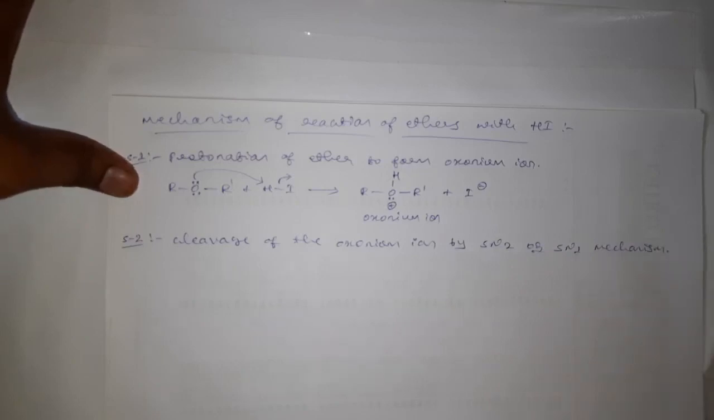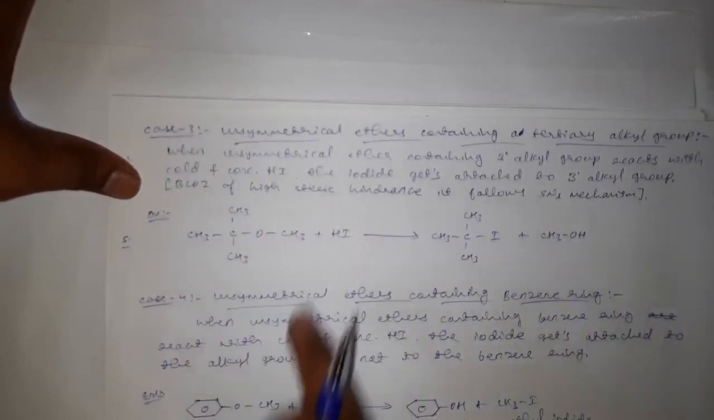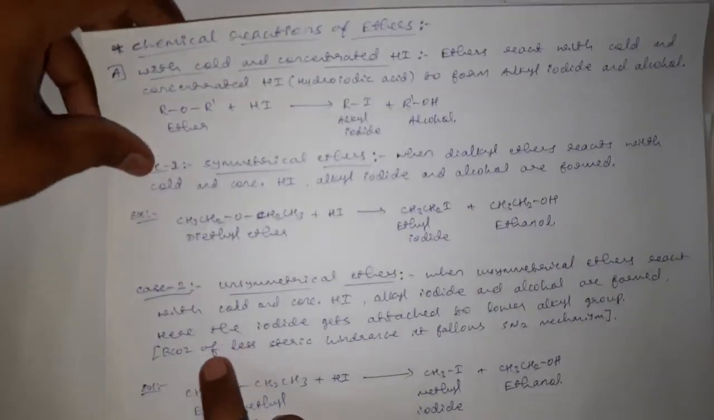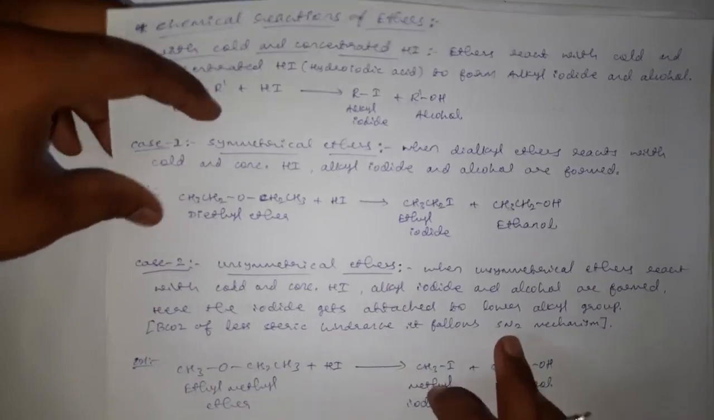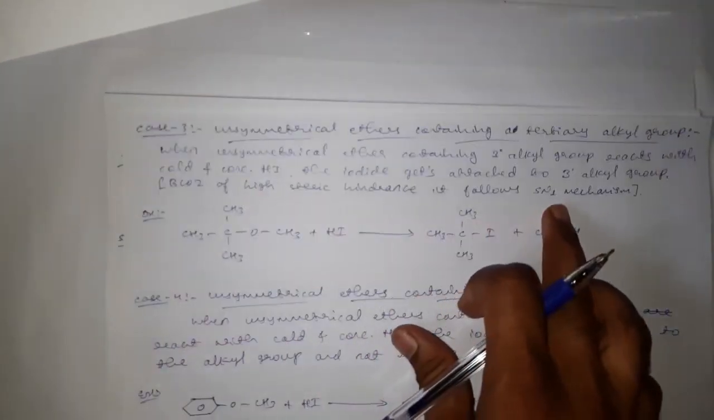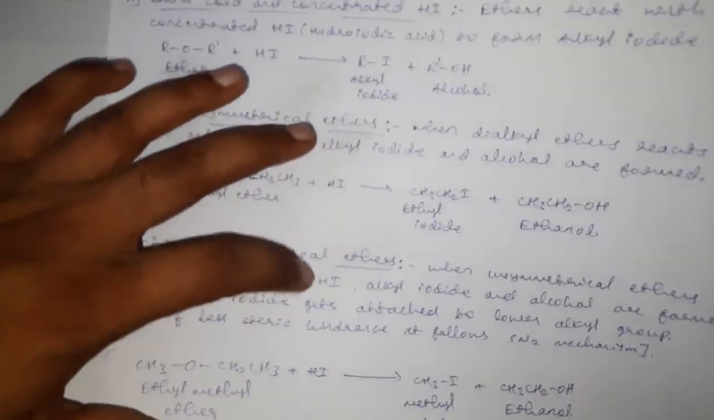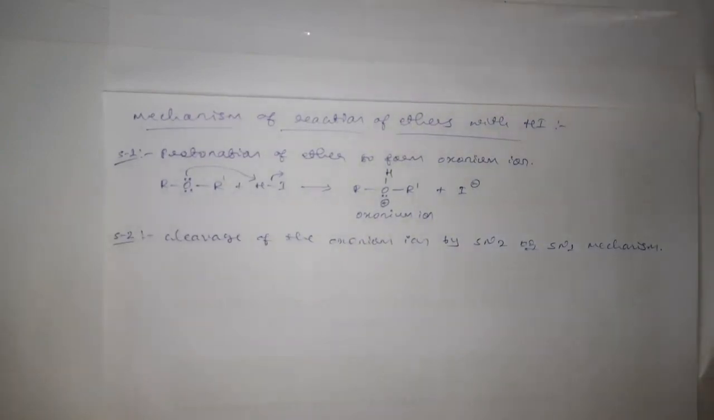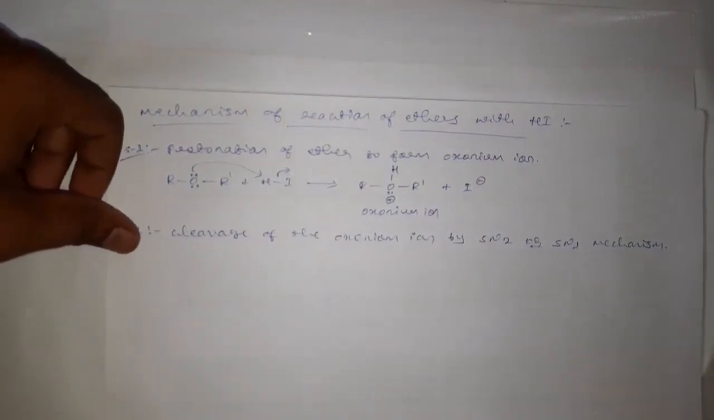See, here in case 3 and case 2, in case 2 we are discussing unsymmetrical ethers which are following SN2 mechanism. In case 3 we are telling following SN1 mechanism, because this confusion can be cleared now. Here in step 2, the cleavage of oxonium ion takes place by the SN2 or SN1 mechanism, and when will it follow SN2 and when will it follow SN1 mechanism?